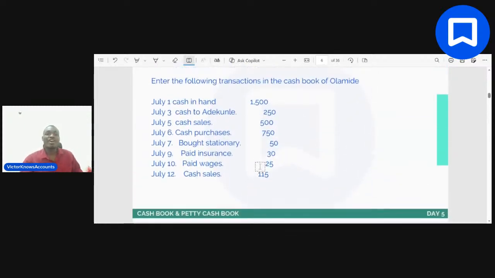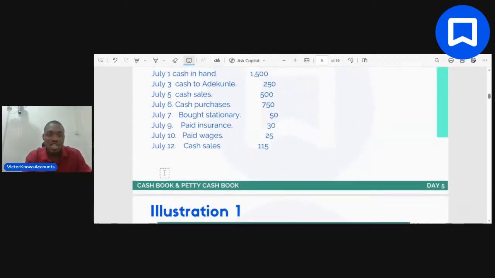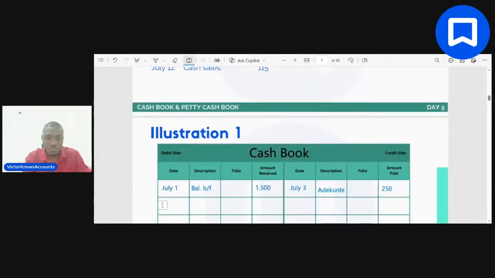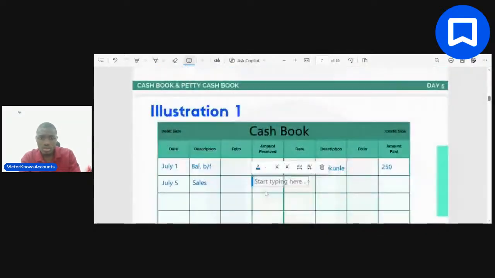Then the next one, July 5, cash sales. Don't forget when we have cash sales, sales is giving, cash is receiving. Alright, so that is going to the debit side. That's July 5. Please take note of the date. You say July 5, sales, at how much? 500 naira.